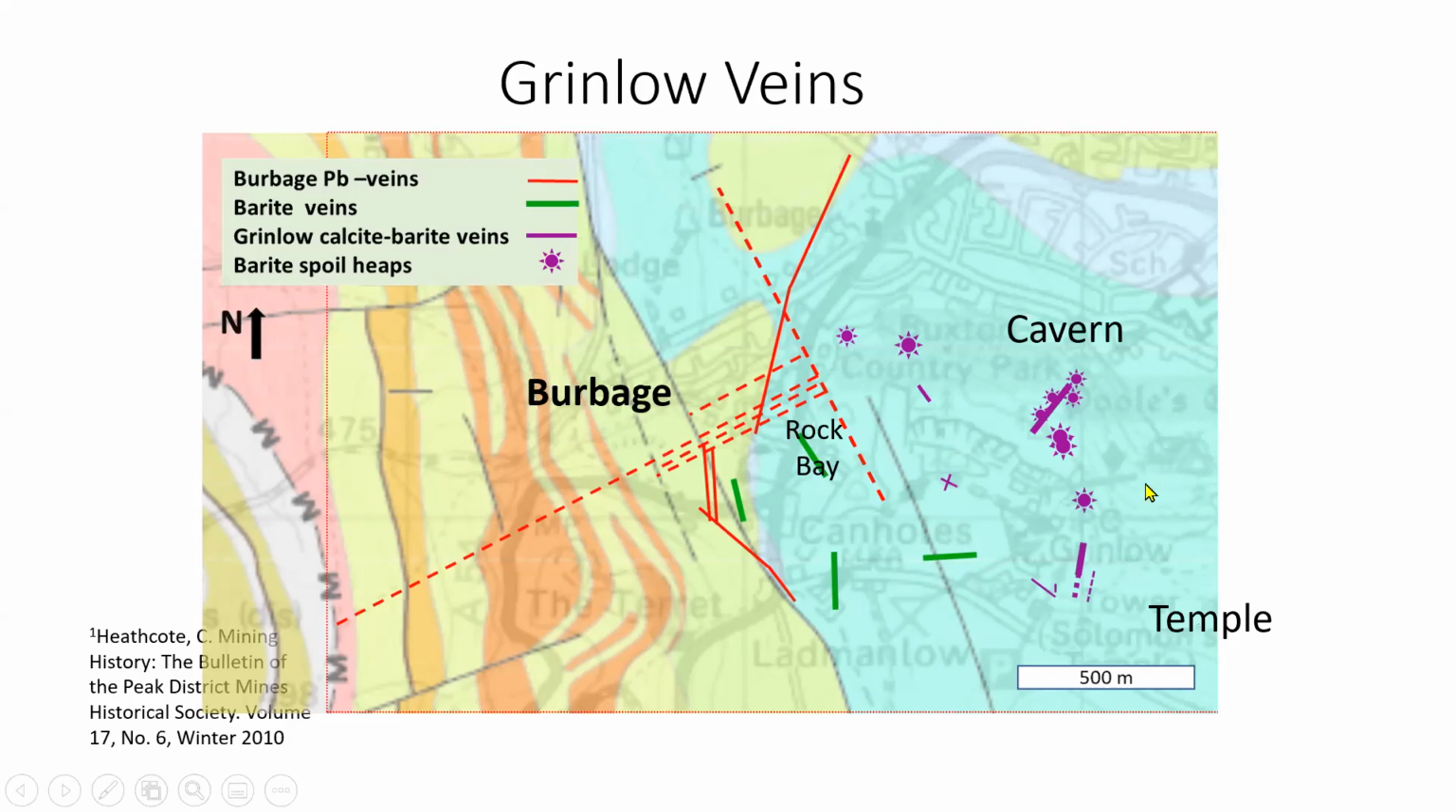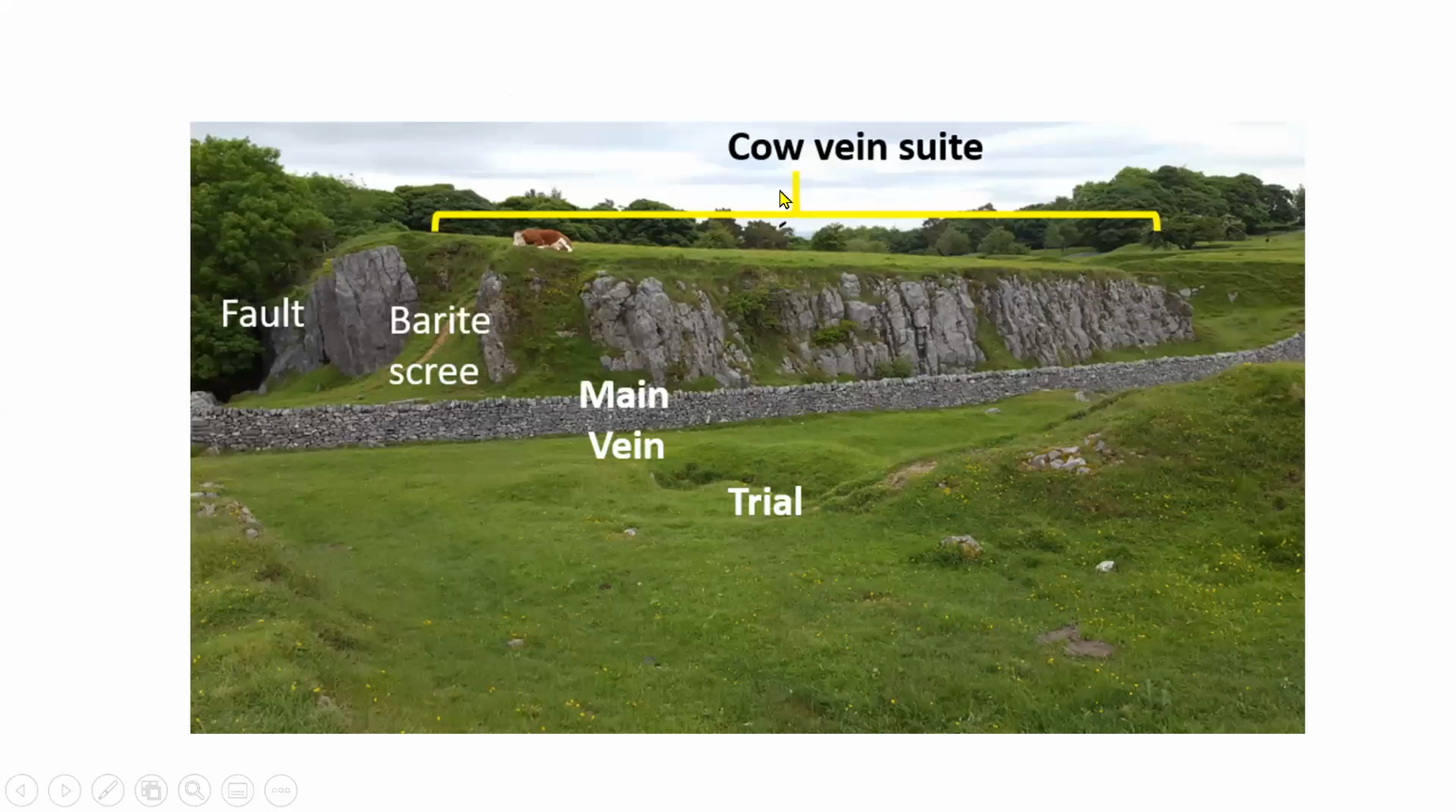But if you go up onto Grinlow, you can still find these veins. The best examples are here, and we'll look at those in just a moment, but also all the way through the woods, you can find old dumps, barite dumps through the woods if you look carefully. Now, the best example is what I call the Cowvane Suite. And this is very near the road, the path up from the car park down by the caravan site. And there's a whole zone here full of veins. And if you look at this area, the whole of this area hasn't been exploited by the lime burners. And that's probably because it's contaminated by these veins.